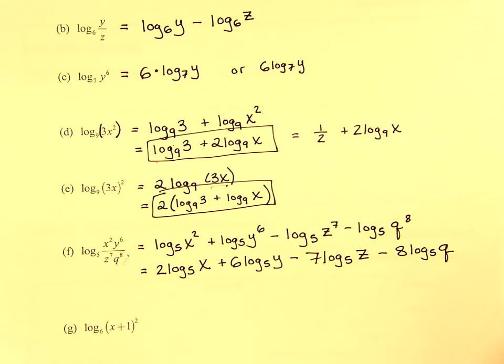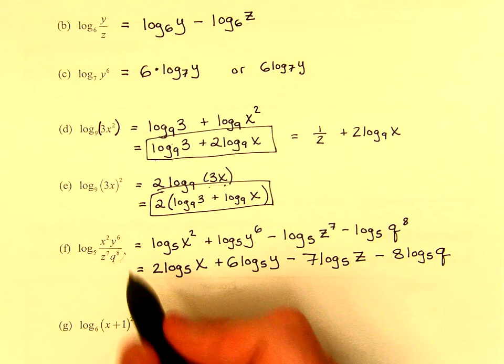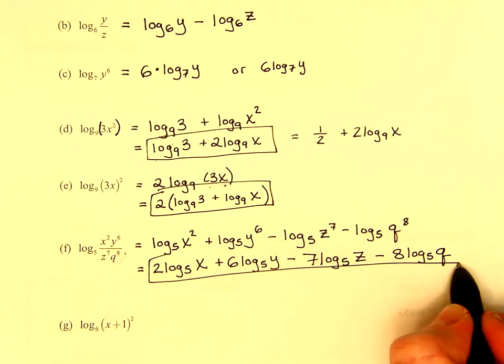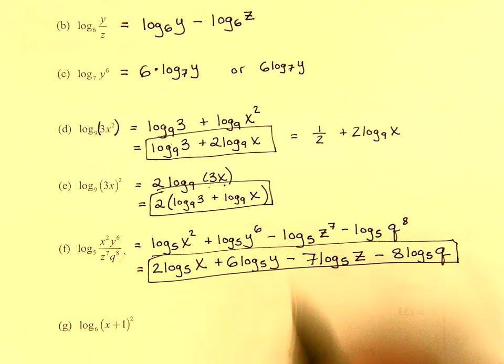And hopefully your final answer looks sort of like that. 2 times log base 5 of x plus 6 times log base 5 of y minus 7 times log base 5 of z minus 8 times log base 5 of q. And that is our final expanded answer. 2 more in here.